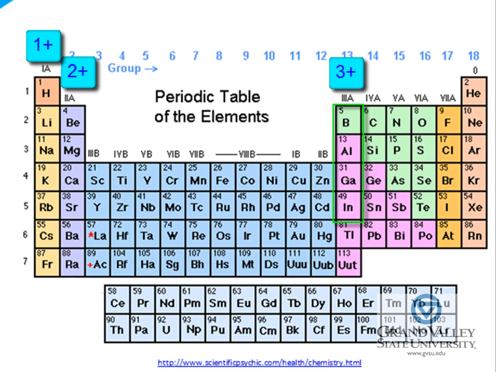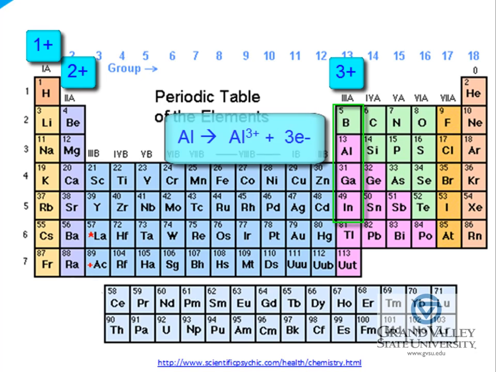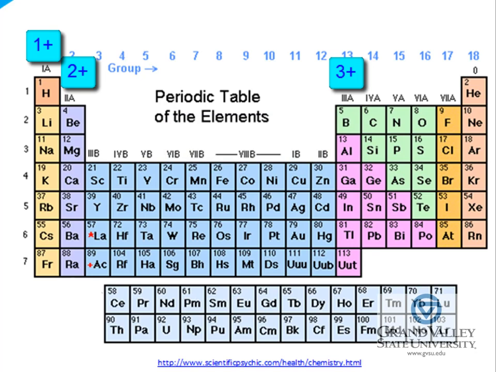Take a look at group 3A. The charge is 3+. This means that 3 electrons were lost to form the aluminum ion. Notice that for groups 1A, 2A, and 3A, the positive charge number is the same as the group number.